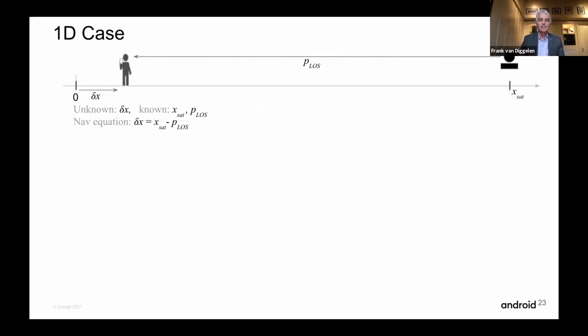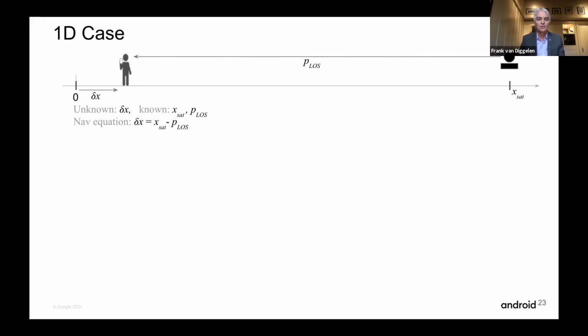So imagine in 1D, there's a satellite out there to the right. You're standing there. The unknown in this case is delta x. That's the thing we're trying to figure out. Where are you in this 1D space? The known values are x sat, the position of the satellite. We'd get that from the ephemeris or from assisted GPS. And the range or pseudo-range measurement, which here is line of sight, so we've labeled it PLOS.